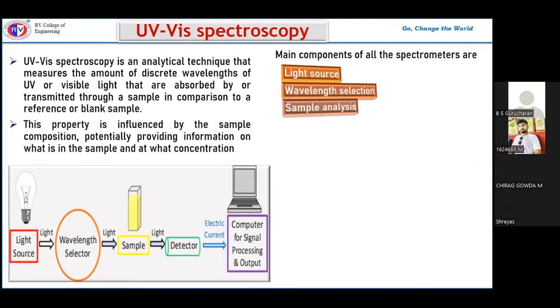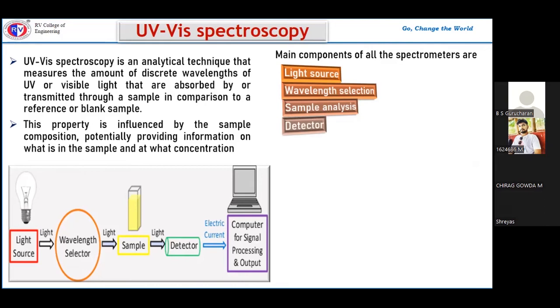Now, the next step is sample analysis. The sample may contain an unknown material in which you have to find the band gap, or it can contain any other material in which you can find the composition. It is similar to the method explained before by my friend Guru Charan. Then we have a detector, which detects the light after it has passed through the sample.